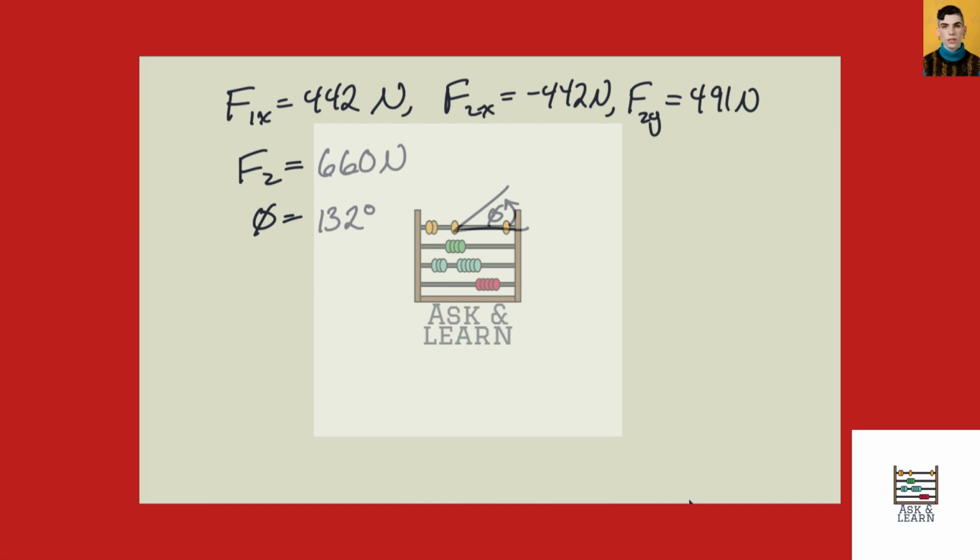So we have the reactions at the wheels and the magnitude and direction of the minimum force required to grip. Okay, so then obviously we can figure out the magnitude of this, and that is 660 newtons, and it has an angle of 132 degrees with the positive x-axis.